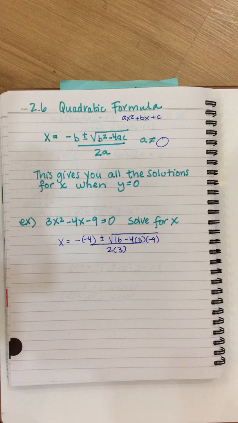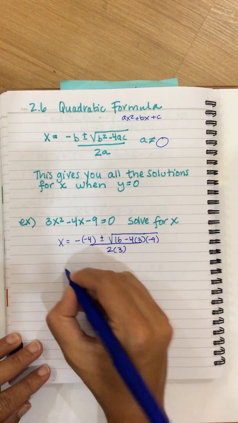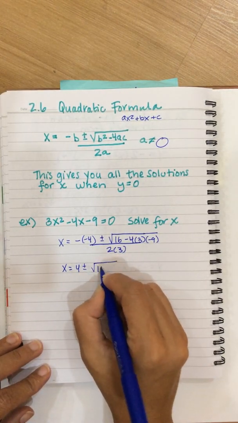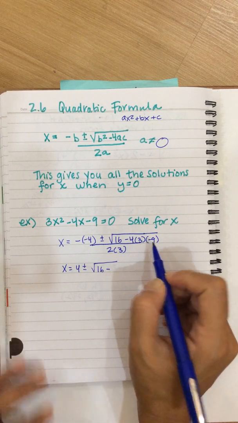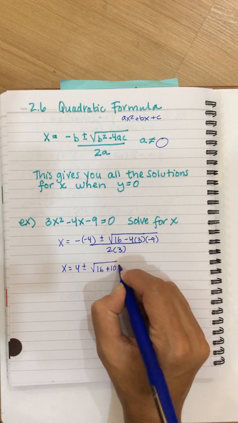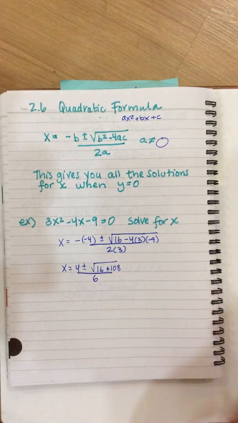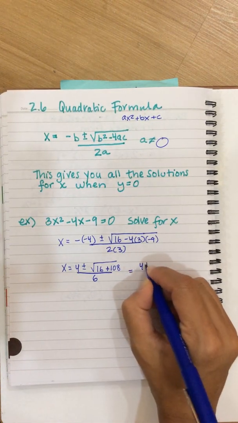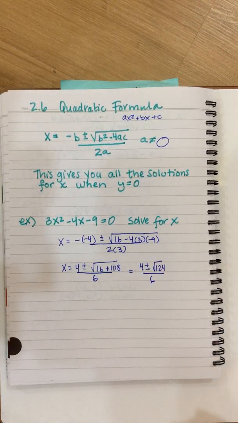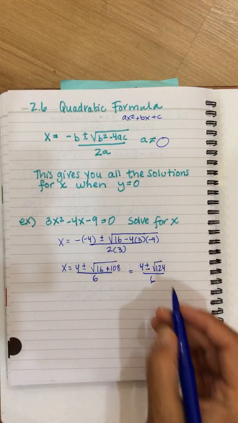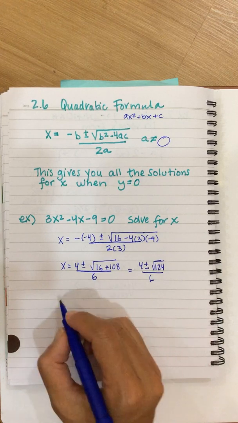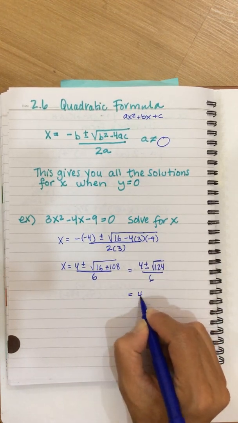Okay, now I'm just doing arithmetic to figure this out. So now x equals 4 plus or minus the square root of 16 minus 4 times 3 is 12. 12 times negative 9 is negative 108, so this becomes plus 108, all over 6. All right, so then this becomes 4 plus or minus the square root of 124 over 6. Okay, so now here's where I can simplify. I'm seeing that there's a 4 and a 6, and if I can get a 2 from under the square root, I can simplify.